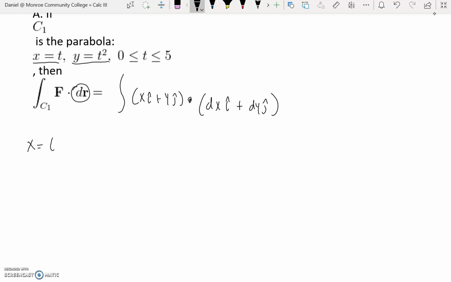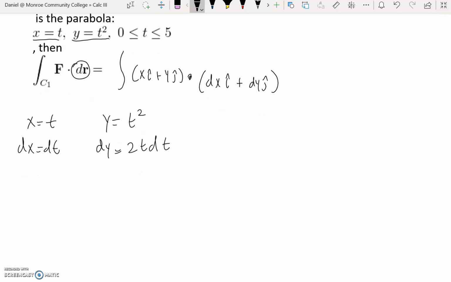To find dx and dy, we just take the derivative of the parametrizations they give us. So we have x equals t, and this one's simple enough because then dx equals dt. That one's pretty easy. And we do the same thing again, so we get dy equals 2t dt.